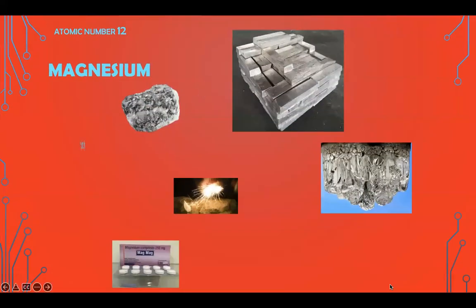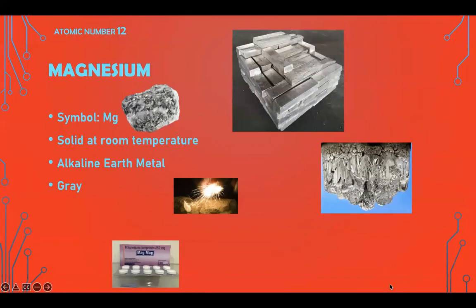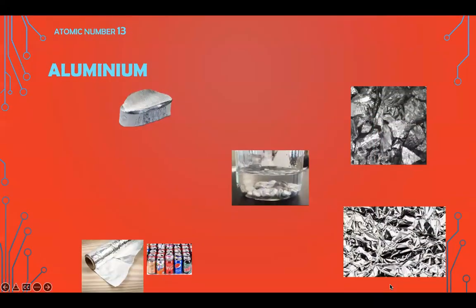Now we come to magnesium with the symbol of Mg, being a solid at room temperature, being an alkali earth metal, having a grayish color, and magnesium is pretty shiny. It is used in pharmaceutical tablets because it's important for our body. It's also used in fire starters and has other applications. So one cool thing about magnesium glow, if I ignite magnesium, it will ignite with a white color. Magnesium fire is white.